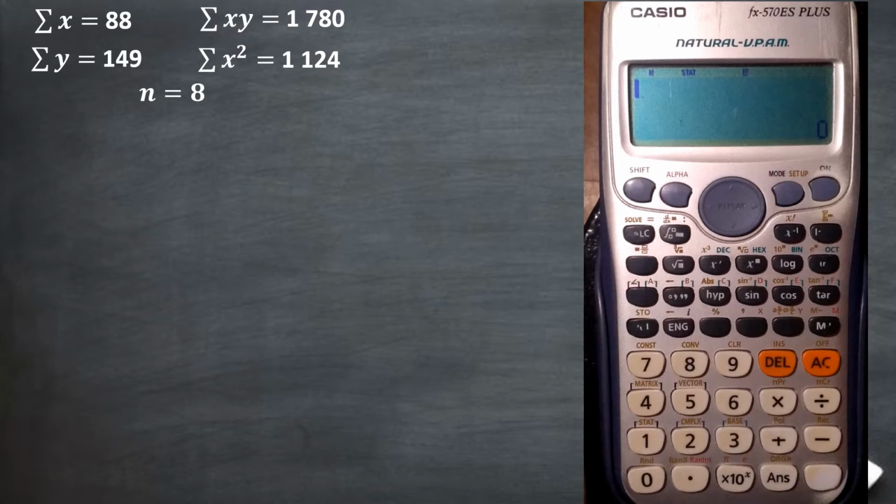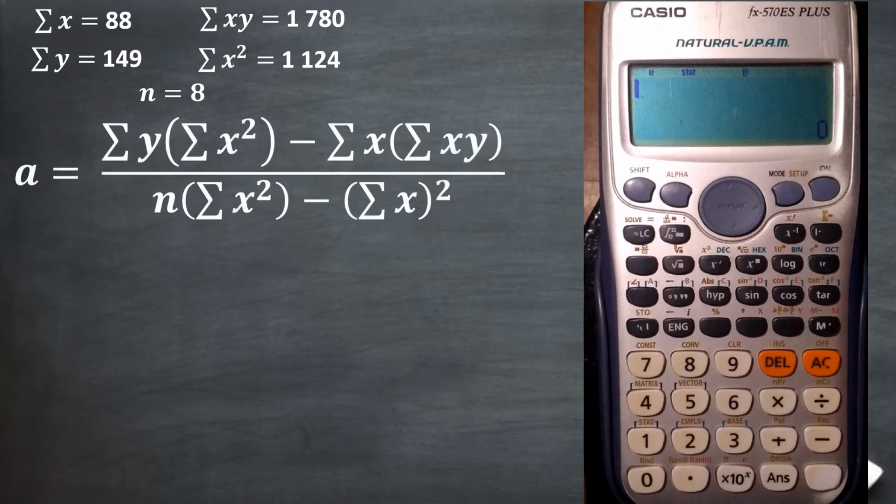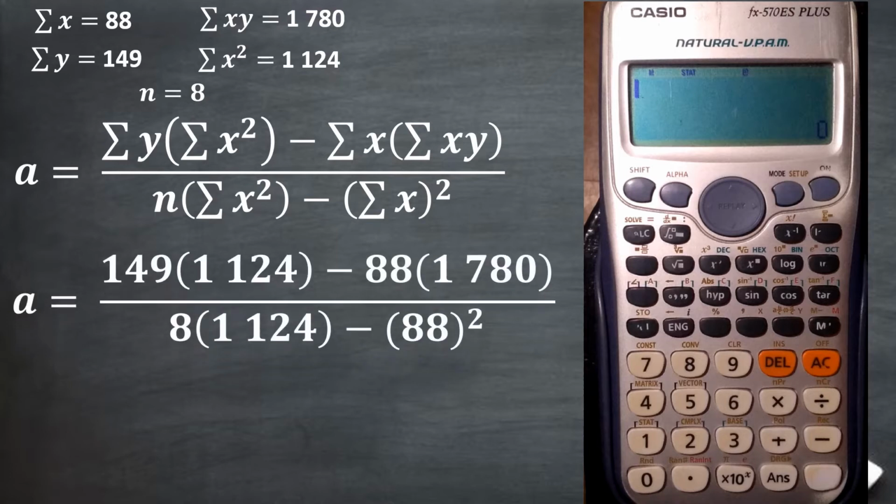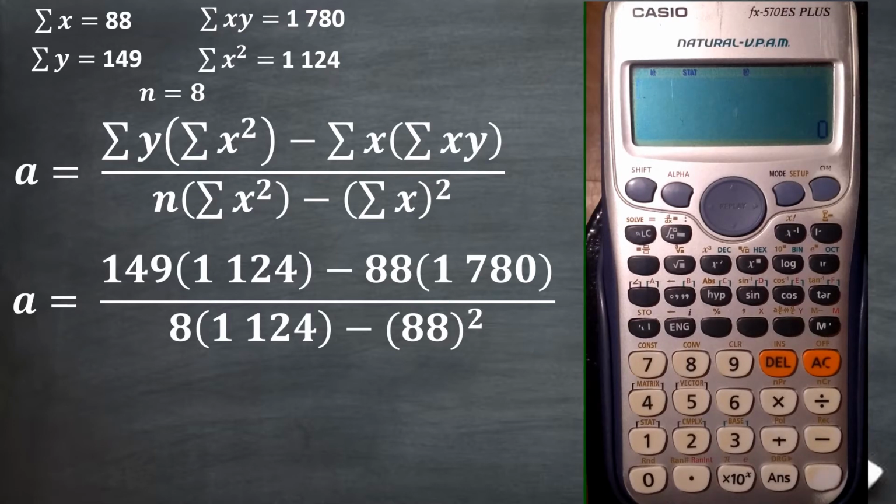We can now solve for the intercept and the slope. Here's the formula for a, or the intercept. So all you have to do is substitute the values for each summation. Substituting the values, we have a is equal to 149 times 1124 minus 88 multiplied by 1780, all over 8 multiplied by 1124 minus 88 squared.